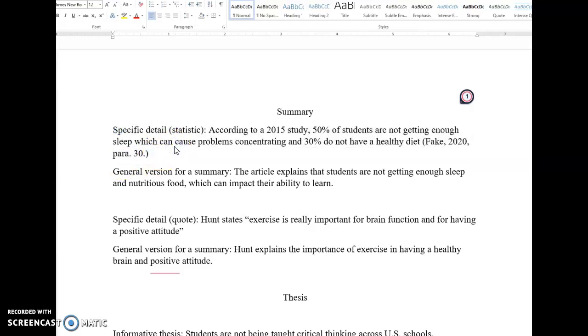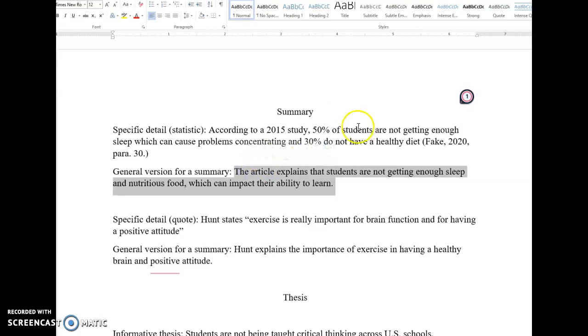You don't want to include specific statistics in your summary. Instead, you want to take the meaning out of them, figure out why that was included, and turn it into a major detail. So this is an example of a specific detail, a statistic that is probably too specific, too in-depth to include in your summary. And here's how you could extrapolate it into a sentence that is more appropriate for a summary.